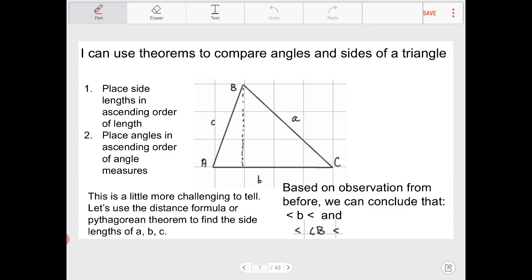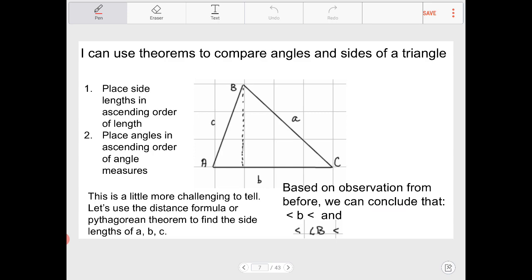So with something like this, it's a little harder to tell, but I did place the triangle on a grid. So again, pause the video, see if you can find the side length that is the shortest, and then the side length and the angle measure that will be the largest. Hopefully you guys had some time to think about this.